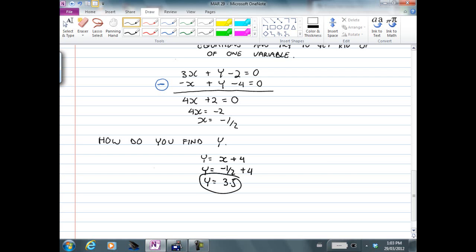3.5. So when you write your final answer, remember you have to write it as a coordinate or quadrant. Your answer, because it's a point, is a coordinate. Your answer is negative 0.5, comma 3.5.